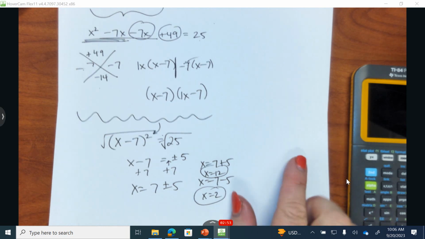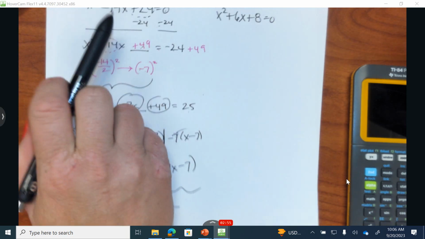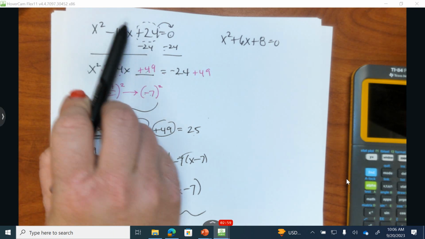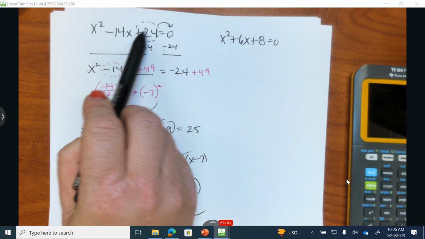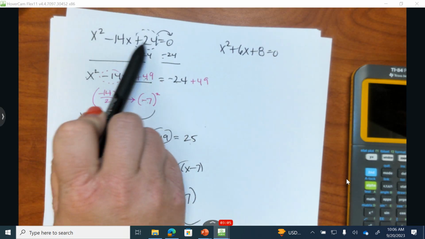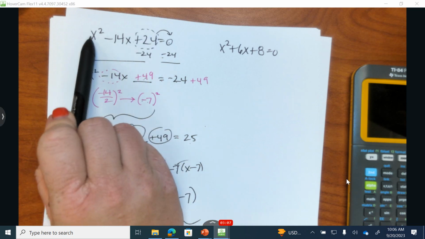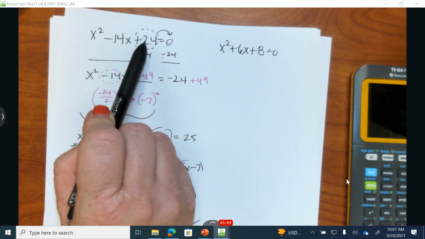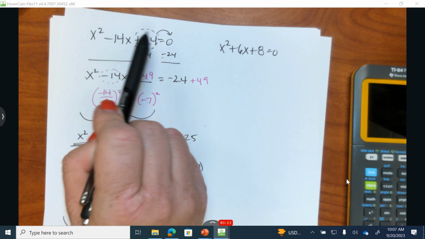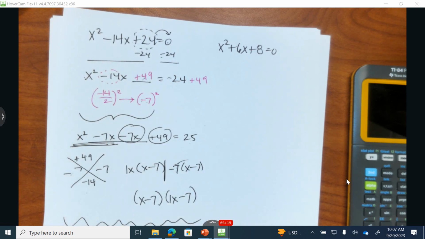If I took these two solutions, one at a time, and plugged them into the original equation, so 12 squared minus 14 times 12 plus 24, the left side would equal the right side. Both would be 0. If I took 2 and plugged it into the left-hand side, 2 squared, subtract 14 times 2 plus 24, the left side again would equal the right side. Both would have 0 equaling 0, which is a true statement.